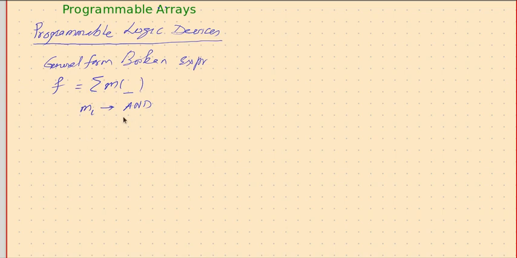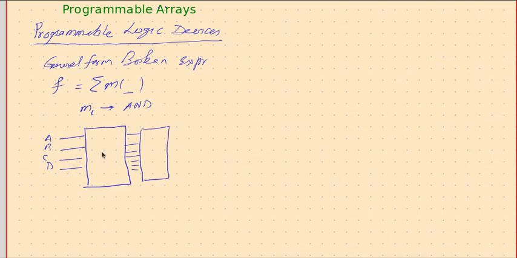So we need two sort of things. So we have variables, and these variables are given to a network, and that will produce the minterms, and these minterms are given to a network, and that will produce the functions.